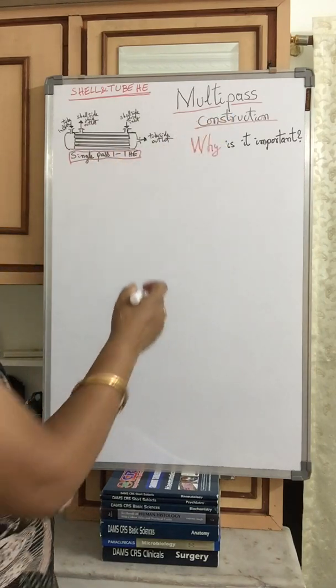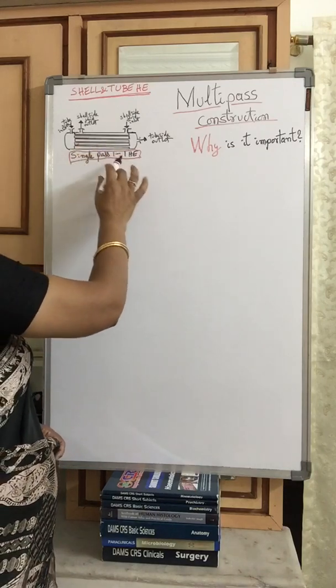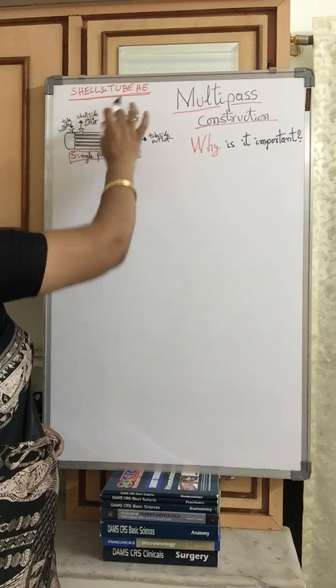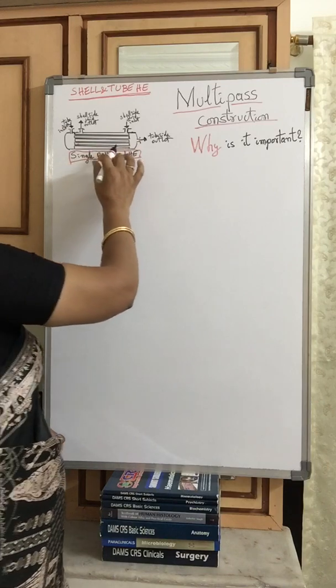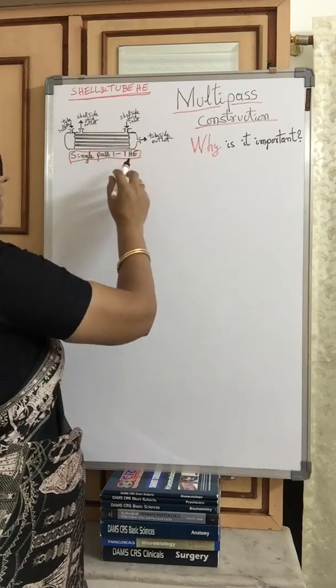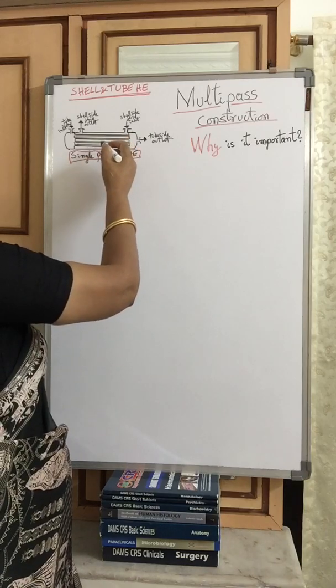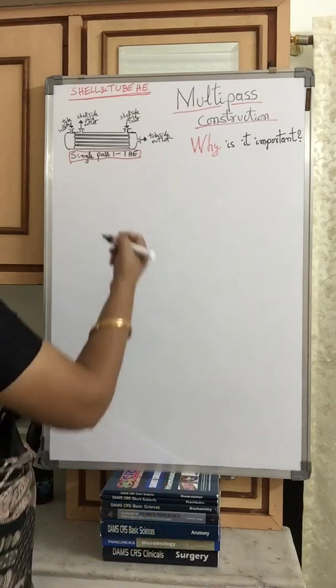Last class we discussed the basic construction and basic design of the shell and tube heat exchanger, that is the single pass heat exchanger. Construction and working we have discussed in detail. Now, why is it necessary to modify this design into multipass construction? That we are going to discuss.